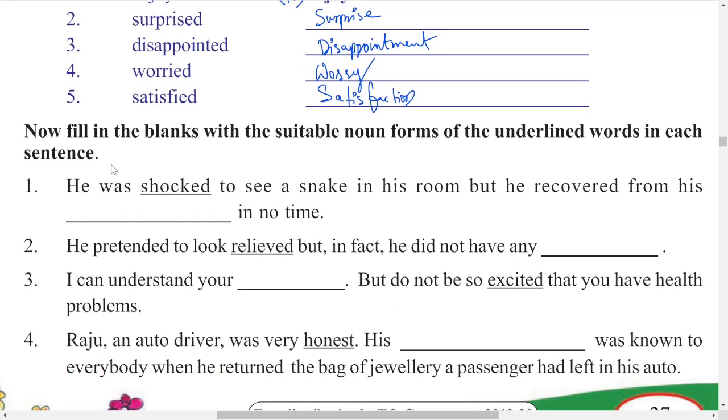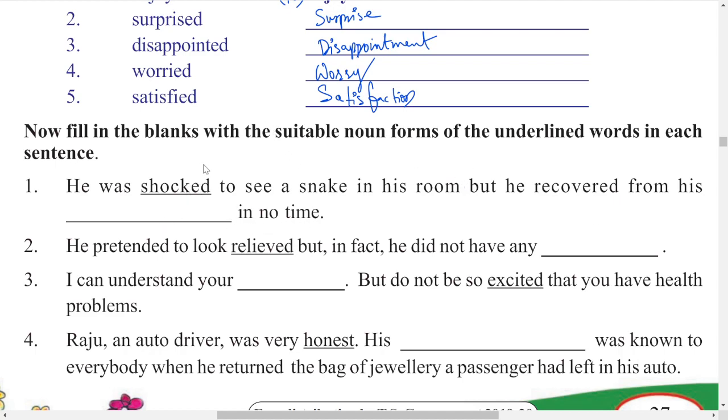Next, it is an interesting one. Now fill in the blanks with the suitable noun forms of the underlined words in each sentence. Now what happened is, we have underlined words in each of these sentences, and in the given blank you have to write the noun form of these underlined words. Okay, now look at this. He was shocked to see a snake in his room, but he recovered from his dash in no time.